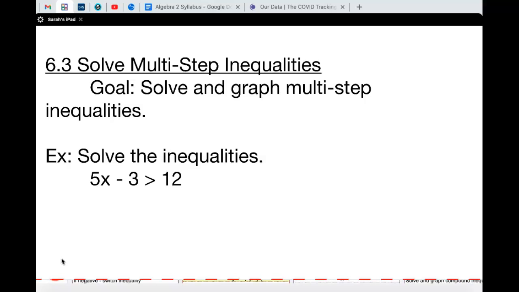What should we do first? Okay, and how do we do that? Add 3. So then we have 5x greater than 15. Divide by 5.